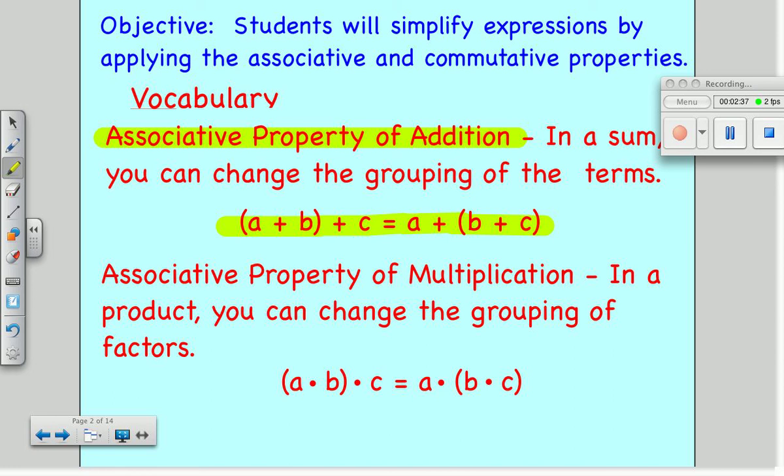The same is true of multiplication. The associative property of multiplication says I can group A and B together here and multiply them and then multiply by C. And on the other side of the equation, I group B and C together instead and multiply by A. And I'm still going to get the same result. They'll be equal. Okay?